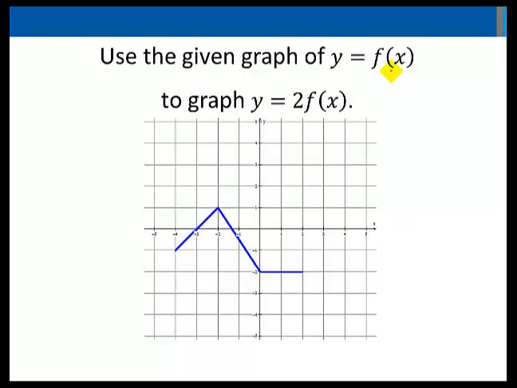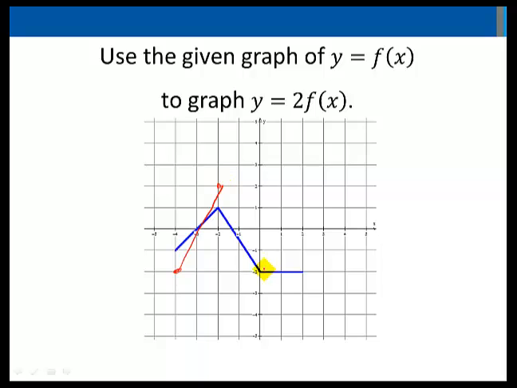Use the given graph of y equals f of x to graph y equals 2 times f of x. So what are we doing here? We're taking each y coordinate on our graph and multiplying it by 2. Our first point on this graph is -4, -1. We take the -1, multiply it by 2. That gives us the point on our new graph of -4, -2. We next look at the point on the graph that we're given here of -2, 1. We take the y coordinate of 1, multiply it by 2 to give us the point on our new graph of -2, 2. And I'll connect those dots as we go along.